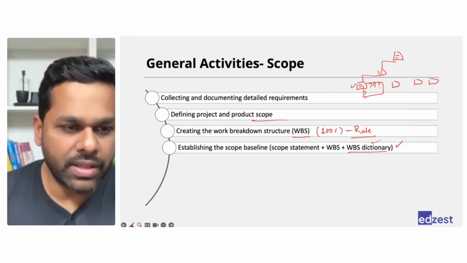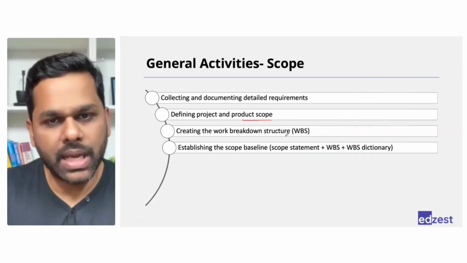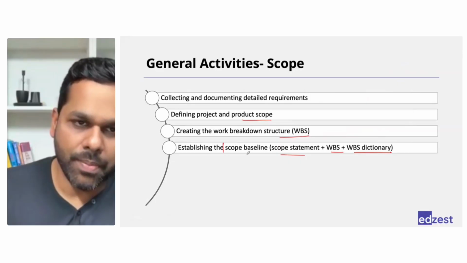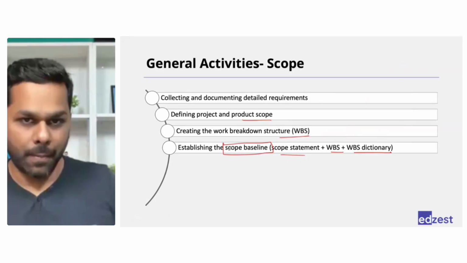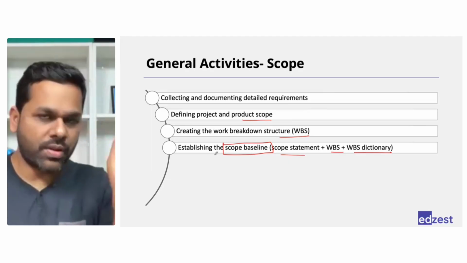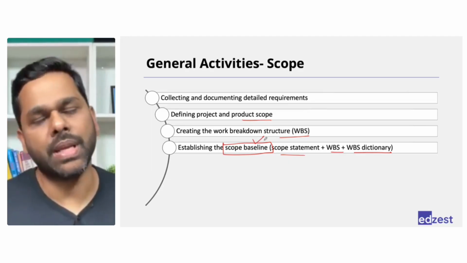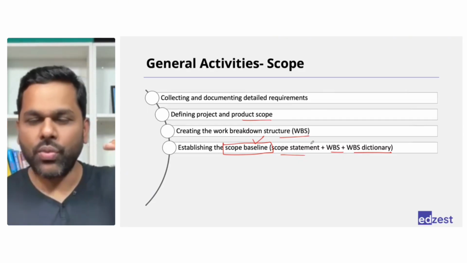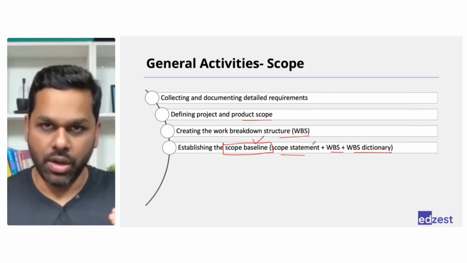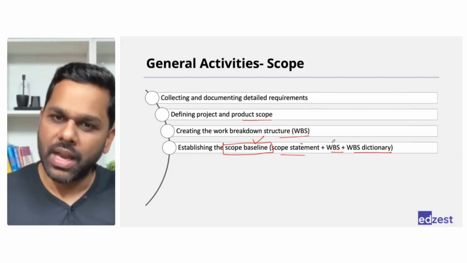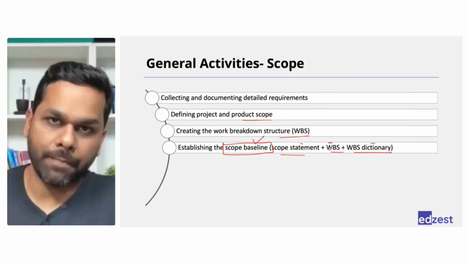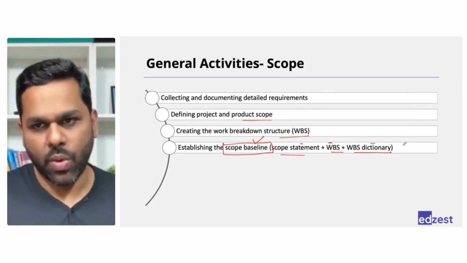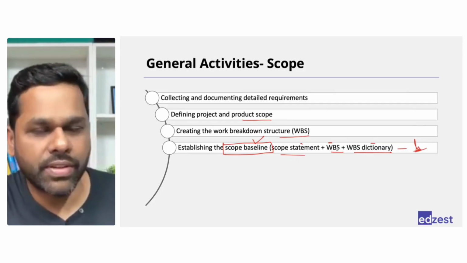So whenever you define the scope, create a WBS, and create a WBS dictionary, you take a sign off, which makes that a scope baseline. Till then, it is only scope. Once you have taken a sign off, it becomes a scope baseline. Baseline means reference, which means you will not deliver anything beyond whatever has been written in the scope statement, WBS, and WBS dictionary. Neither more nor less. So you establish that. Once you have signed off, you have the detail of everything.